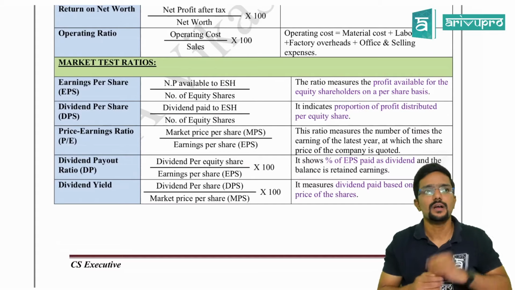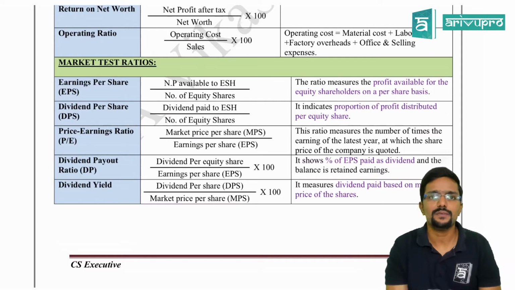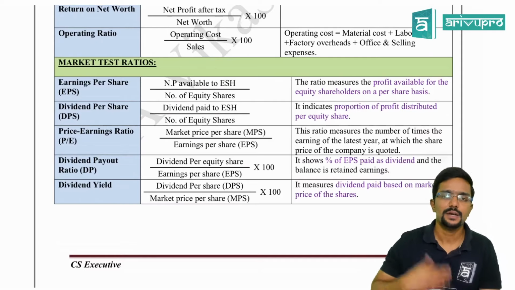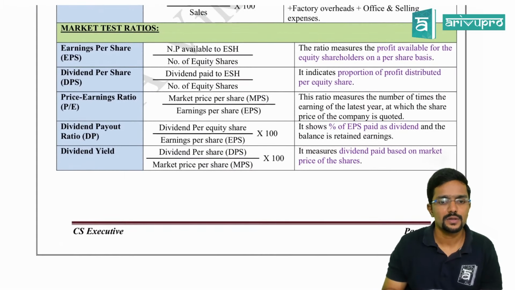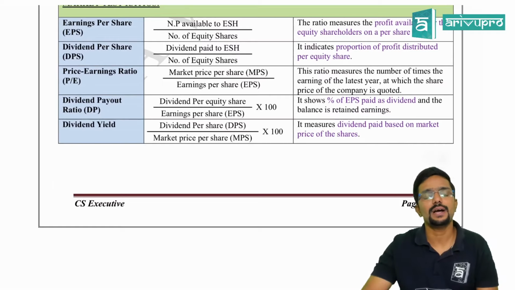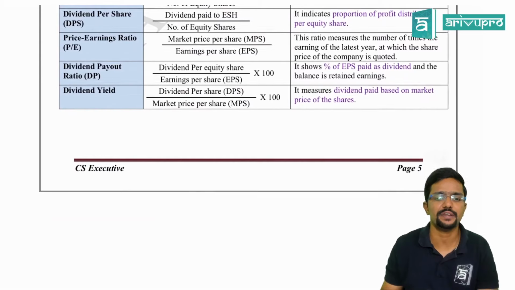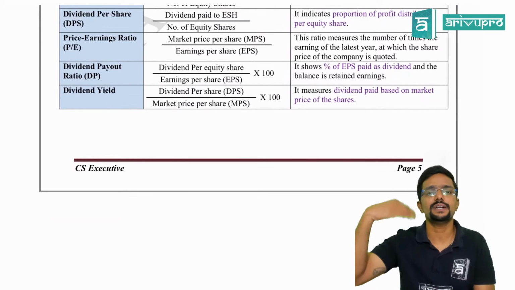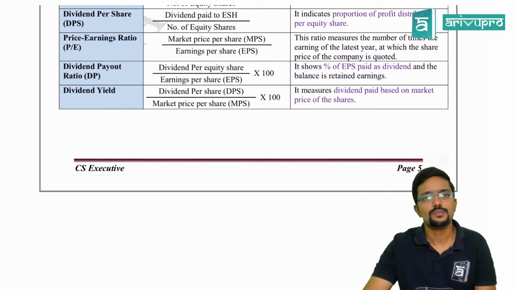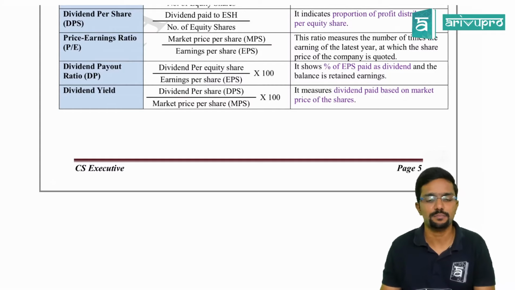Next, dividend per share. Out of the earnings, how much dividend is paid per share? So whatever dividend is paid to the equity shareholders, divided by number of equity shares. Then price earnings ratio. So market price per share divided by earnings per share. Market price per share will be given in the question if they ask you to calculate the P/E ratio. Then dividend payout ratio, that is out of your earnings, how much dividend is paid in percentage form. So how to calculate it: dividend per share divided by earnings per share, that is DPS by EPS into 100, and this will be in percentage.